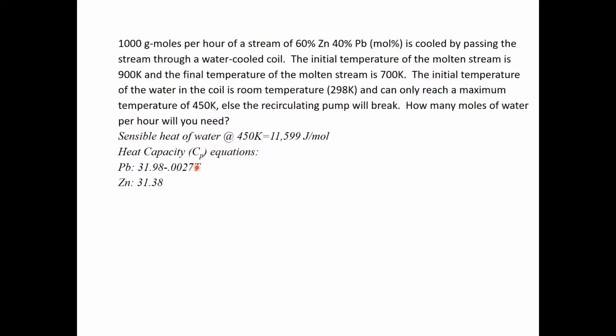We're given heat capacity equations this time, so make note of that. We're not given the sensible heat equation, we're given the heat capacity equation. So if we're given the heat capacity equation, guess what we have to do? We have to integrate. So we're given the heat capacity equation for lead, and we're given the heat capacity equation for zinc. So you remember the change in enthalpy is the integral of heat capacity. So we integrate these equations in the calculation. We'll see that shortly.